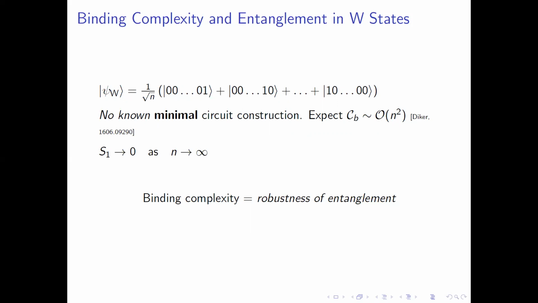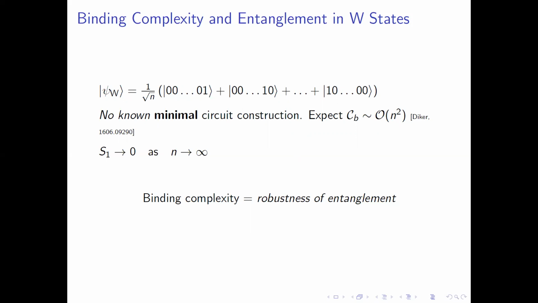And correspondingly, the multi-party entanglement structure in W states is much more robust. For example, the state is not separable when you trace out any number of parties. And also correspondingly, the single party entanglement entropy goes to 0 as the number of qubits grows large. And again, you should imagine that as saying that as any number of parties is traced out, you remove very little entanglement. The entanglement that remains is very robust. So binding complexity, this complexity that counts entangling gates, should diagnose robustness of entanglement in the sense that the entanglement is widely distributed among the parties, and it's also difficult to destroy by removing some of the parties.